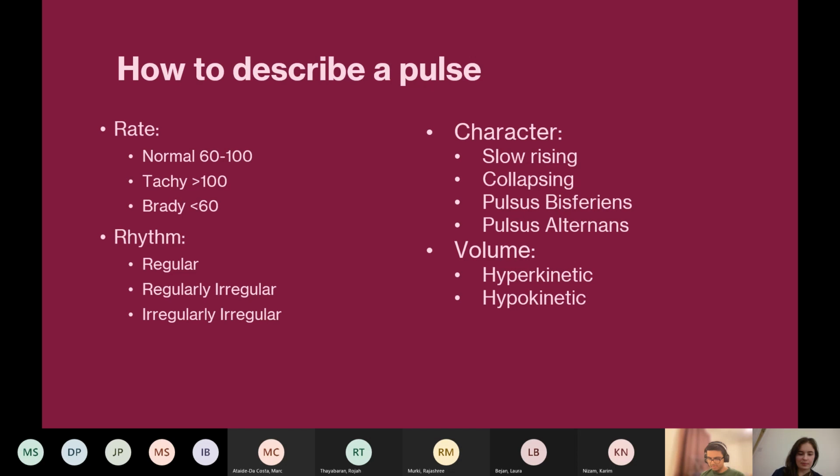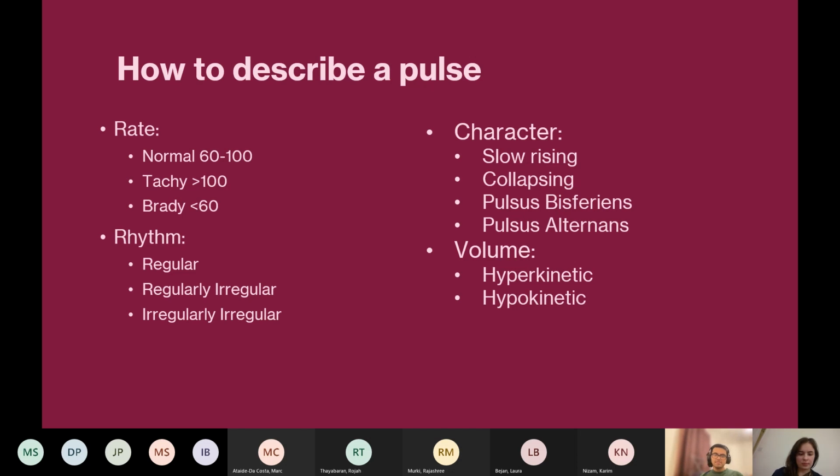This can vary between ages, particularly in kids. Rhythm: how do you describe the rhythm of a pulse? There's only 3 things you can say at the bedside, anyway. Regular, regularly irregular, and irregularly irregular. Regularly irregular means that it's not a regular pulse. It's not sinus, but there's a pattern to the irregularity.